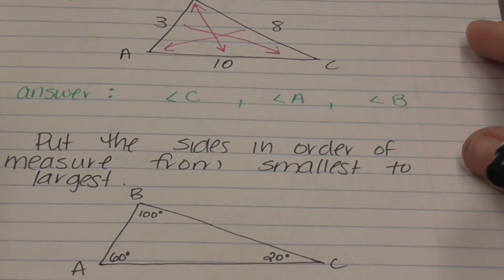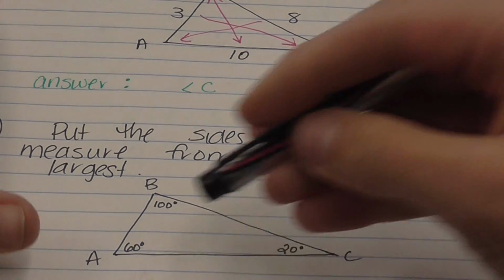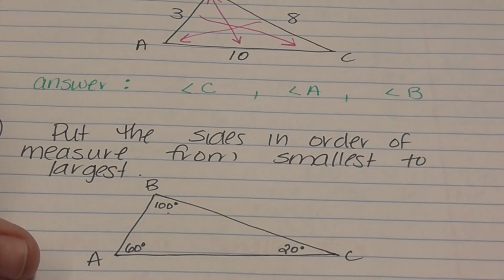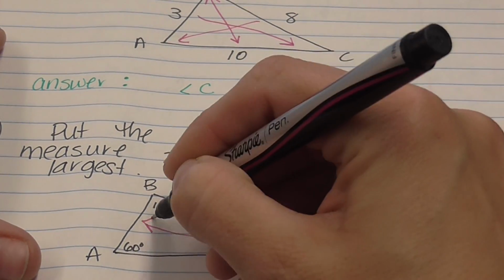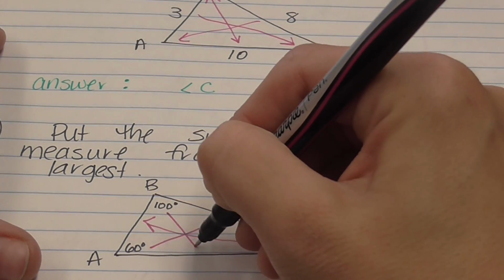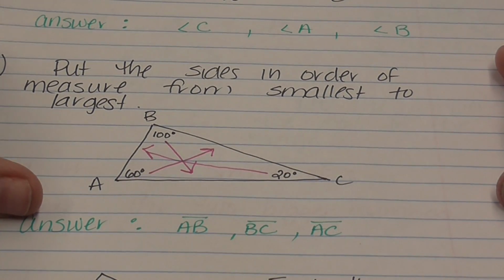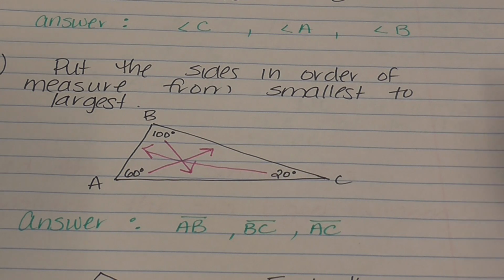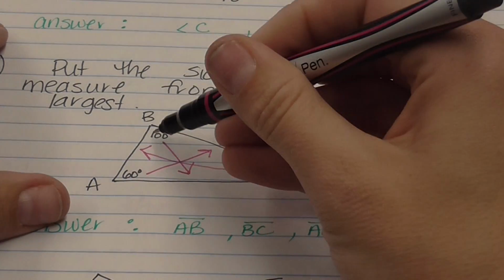Another question you may see is put the sides in order of measure from smallest to largest, and they only give you the angles. So from smallest to largest means I start with the smallest, which is C, and I go across. Then my next one is this one over here. Then my last one is my biggest one, which is this one over here. So it should be AB, then BC, and then AC. Excuse me, yeah, that's right. AC being down here, across from B.